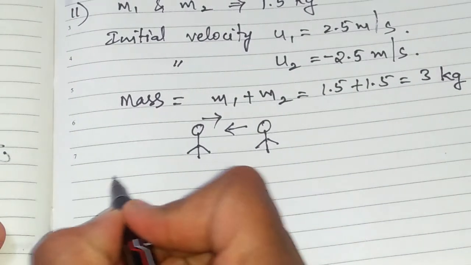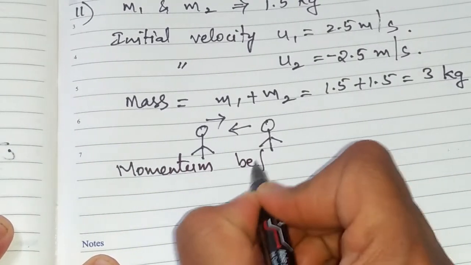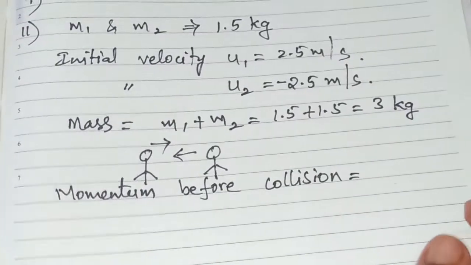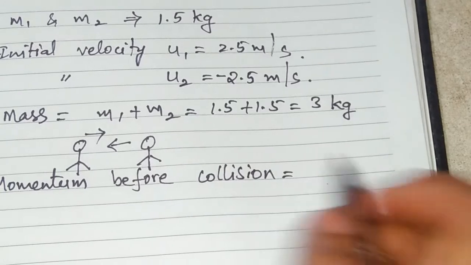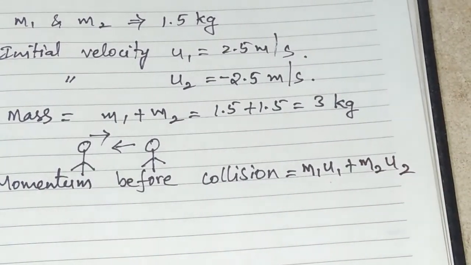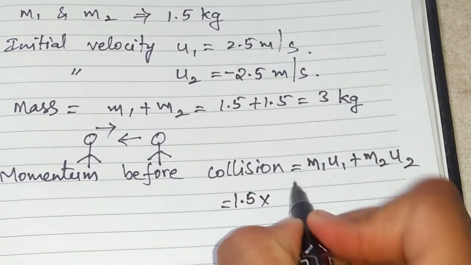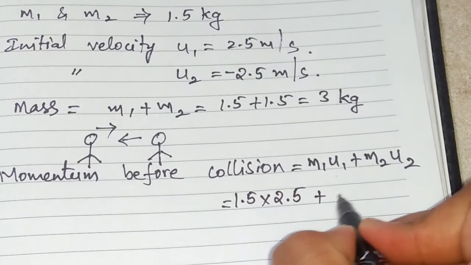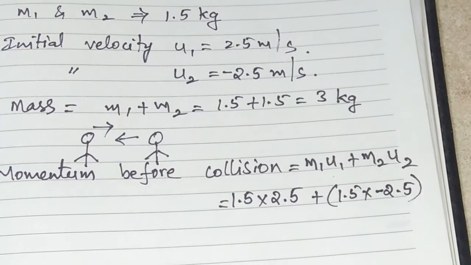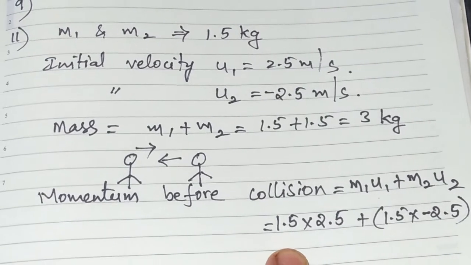Now with the help of formulas and values, we'll find out once. We'll see what the momentum before collision is. Momentum before collision is m1u1 plus m2u2. So what answer will we get here? 1.5 into 2.5 plus 1.5 into minus 2.5. So before collision we are getting it like this.